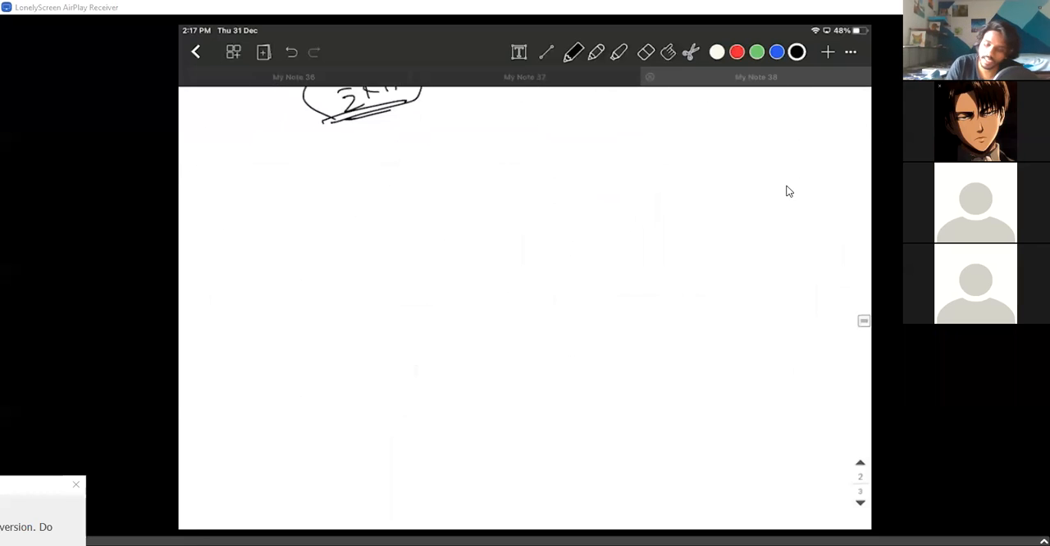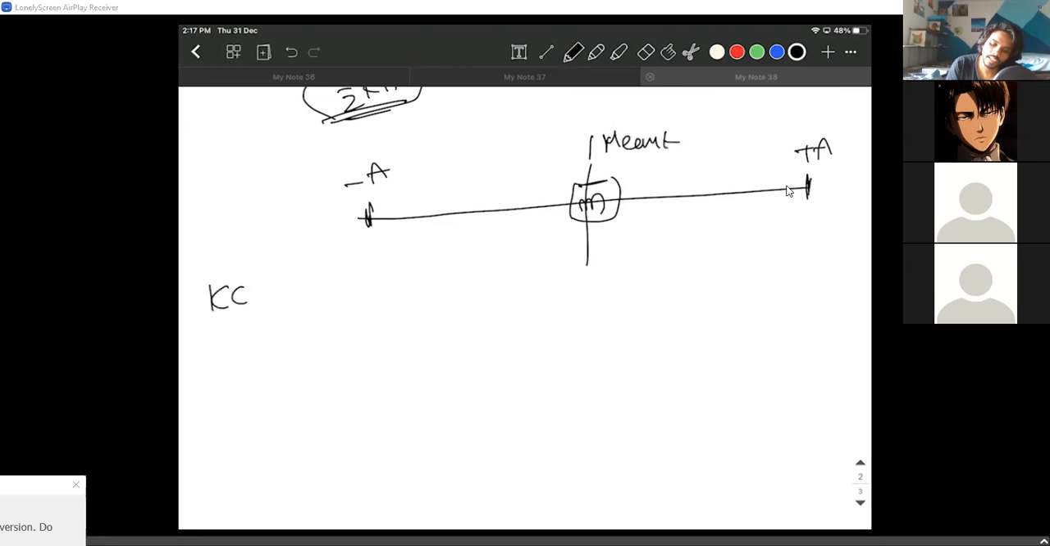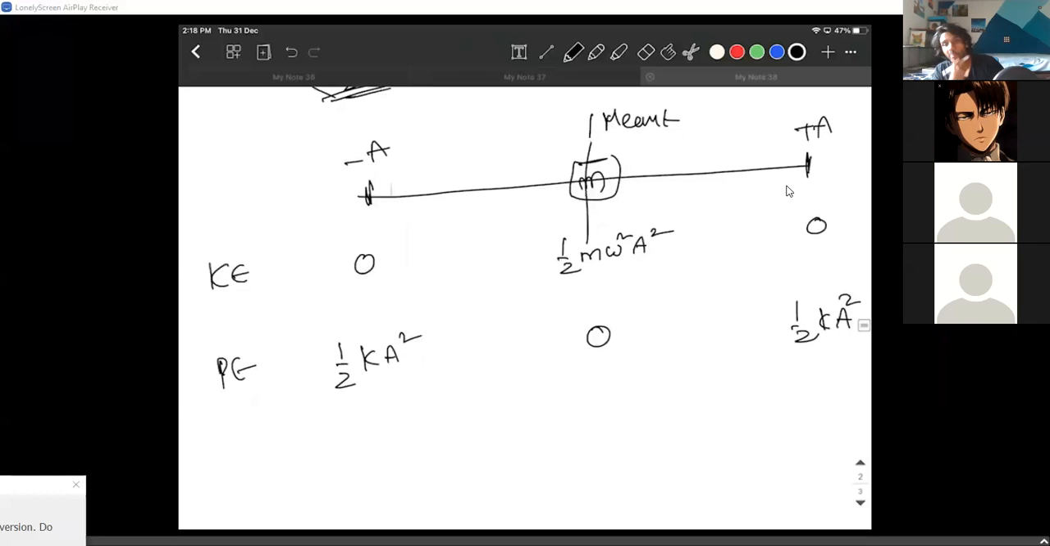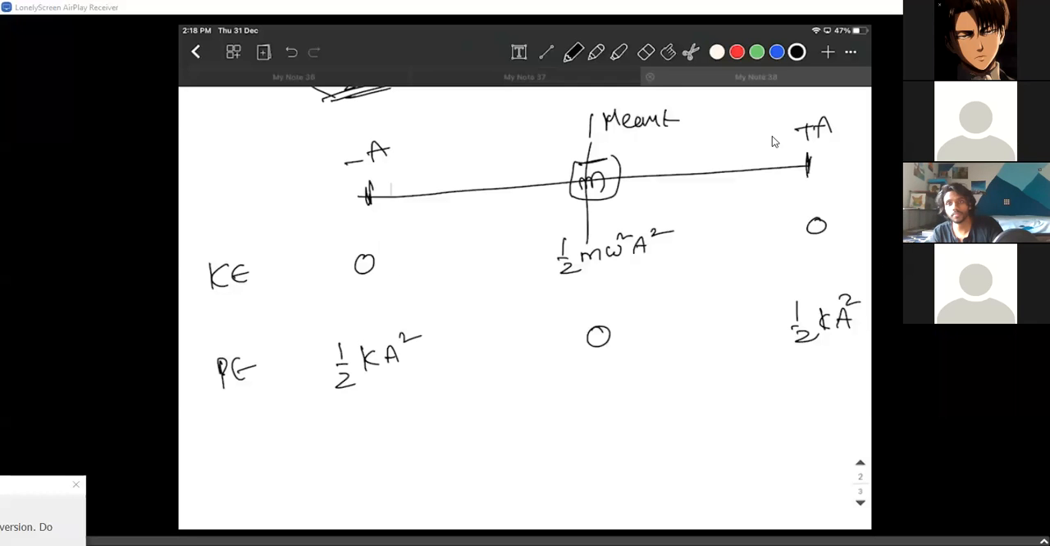So let me put it all in a single box for a block of mass M, which is executing an SHM in between plus A and minus A and the mean position. The kinetic energy here is 0, it is half m omega square A square, 0. The potential energy is half K A square, half K A square, and 0. Can you people observe one thing? We have an observation here.